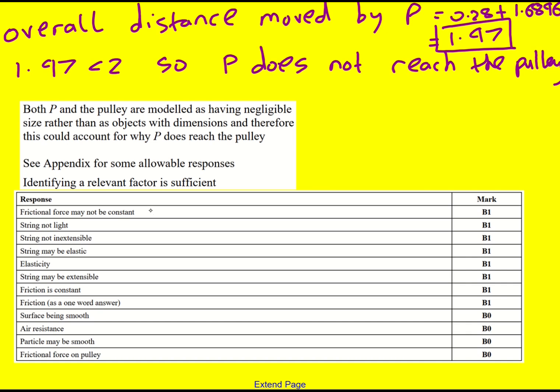Other accepted answers: the friction may not be constant; the string not light, so it's going to have a weight; not inextensible, it may be elastic, anything to do with elasticity or extensible. These are all sort of saying the same thing, really. Friction, all that was allowed. What you can't say is just throw out the words air resistance. Quite often it's a good one to try, but here air resistance would slow it down sooner. And it's not accounted for if you say frictional force on the pulley part, because again that would slow it down faster. Particle smooth and the surface being smooth. Okay, good.